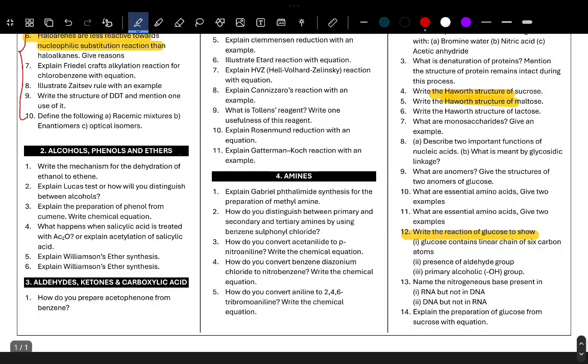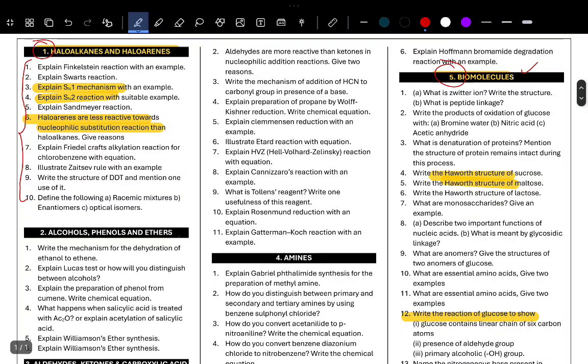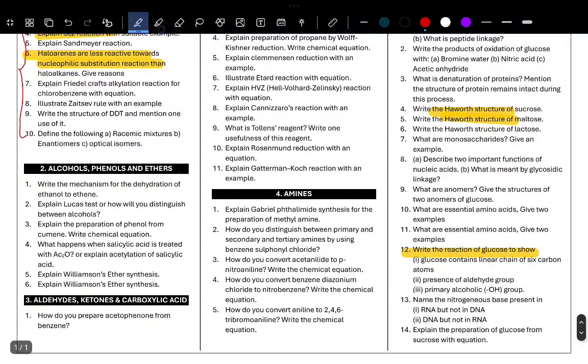But what I suggest is, first you study haloalkanes and haloarenes, then biomolecules, and then alcohols, phenols and ethers. Especially in this chapter, I have given only 5 questions, which are repeated. So there are only 5 important questions. You can study these questions and expect any one question from here. Especially this question is very important, that is the mechanism for the dehydration of ethanol to ethene.